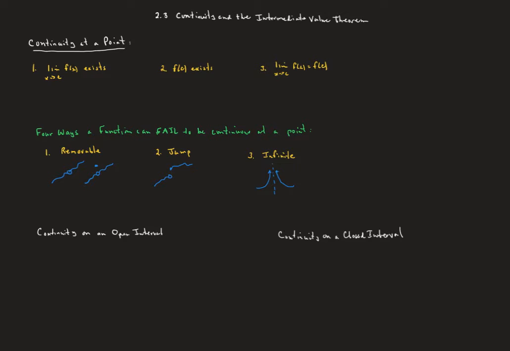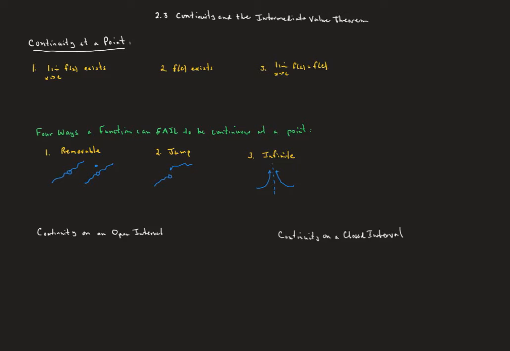2.3 in our book talks about continuity and the intermediate value theorem. So reviewing a little bit here, there are three conditions that must be satisfied for a function to be continuous at a point. The first one is the limit as x approaches c must exist. The second is that the function must be defined there. And the third one is that the limit has to equal the function at that point.